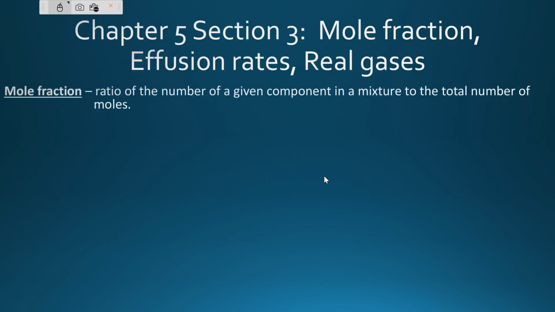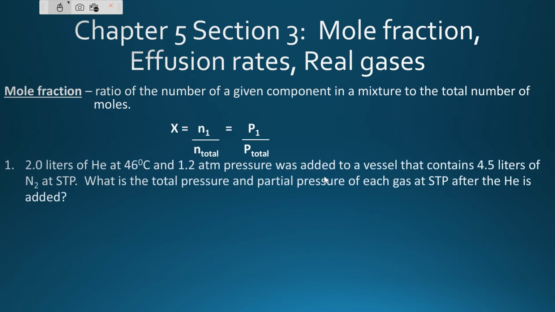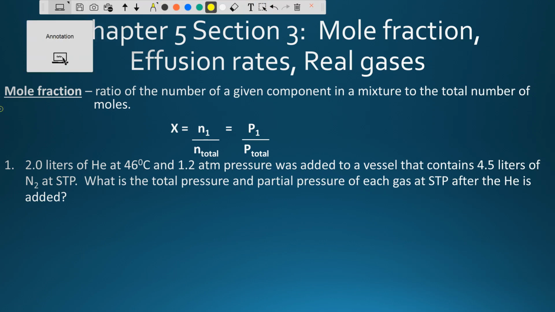Now, we can also take a look at the ratio of something given to the total number of moles. The number of moles of one thing over the total equals the pressure of one thing over the total pressure. This is a different type of problem, not my favorite, but let's take a look at it anyway. We're going to see what the total pressure and partial pressure of each gas is. I have to keep in mind that I've got two different gases, helium gas and nitrogen gas.